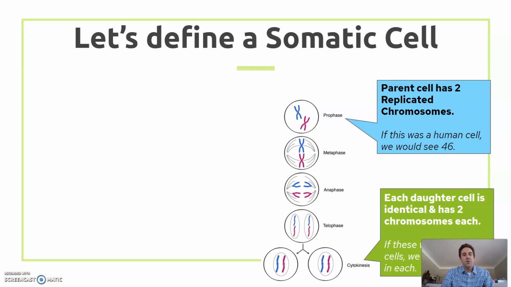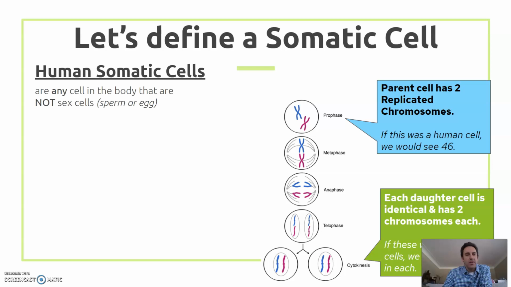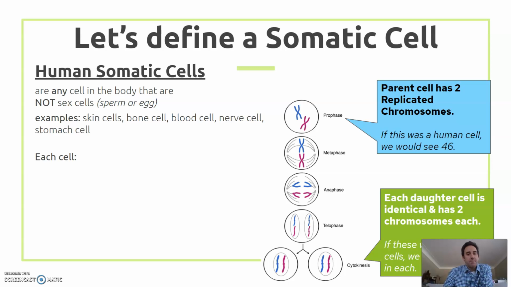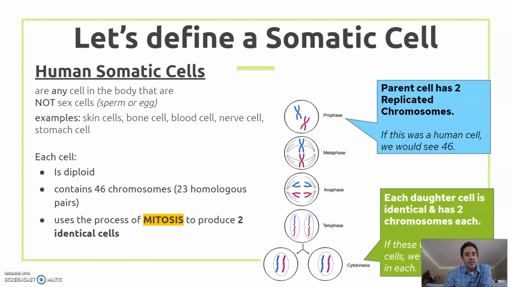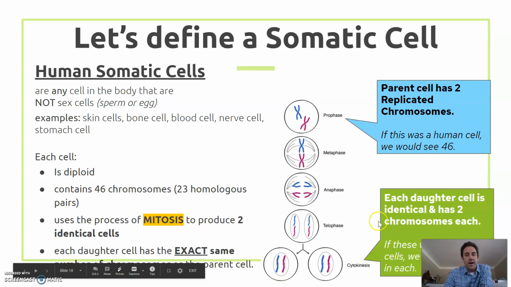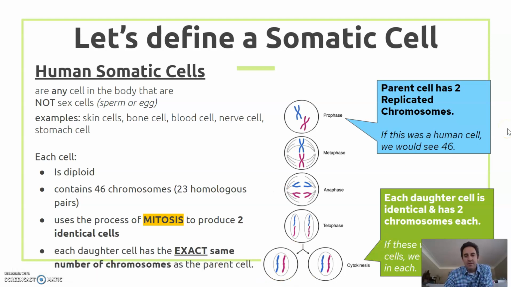All right, so somatic cells, to define this more thoroughly, are any cell in the human body that are not the sex cells. Examples are skin, bone, blood, nerve, stomach, pretty much everything except sperm and egg. Each cell is diploid, contains 46 chromosomes, arranged as 23 pairs. And in general, these cells use the process of mitosis to produce two identical daughter cells. And we've learned about mitosis and how one cell splits to become two. And then each daughter cell is exactly the same in terms of genetic material as the parent.